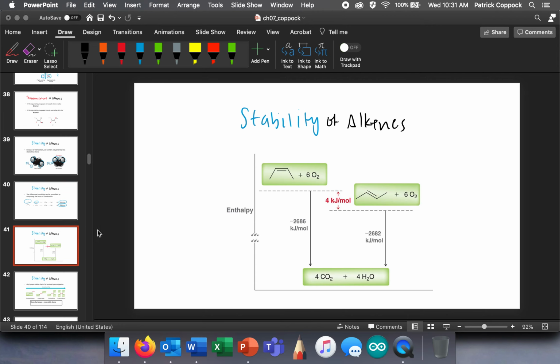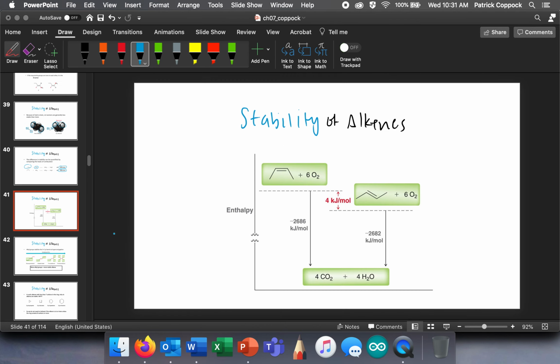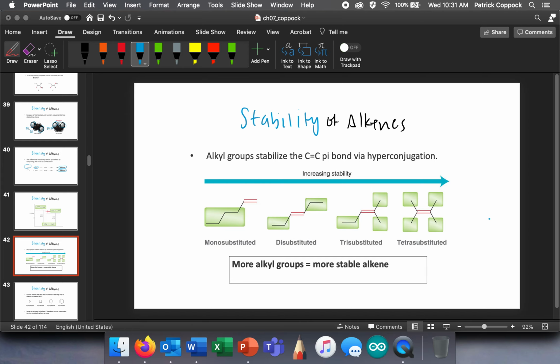All right, I think I'm going to skip that. This is, again, the same thing we showed in the previous slide, that it's 4 kilojoules per mole lower. So alkyl groups stabilize the carbon-carbon pi bond via hyperconjugation, which we've seen before. And so the more substituted the double bond is, the more stable it is.